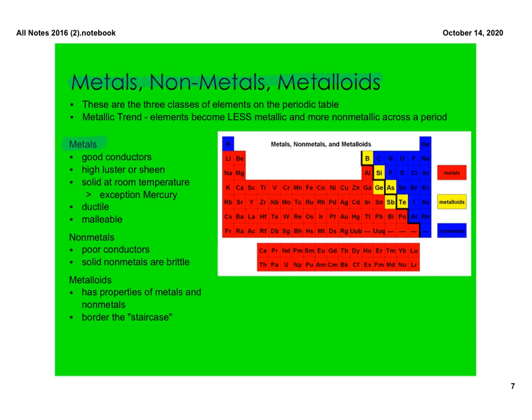So metals are going to be good conductors. They have high luster or sheen, generally. They're generally solid at room temperature, and the exception to that is mercury. So all of the rest of our metals are going to be solid at room temperature. They're ductile as well as malleable. Properties of nonmetals are generally poor conductors, and the solid nonmetals are very brittle. And a lot of our nonmetals also will be gases at room temperature.